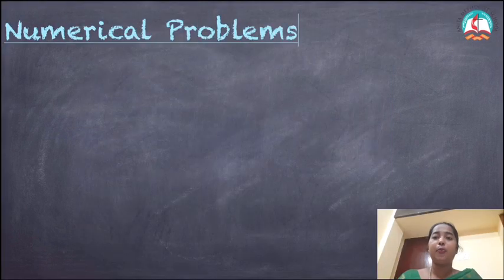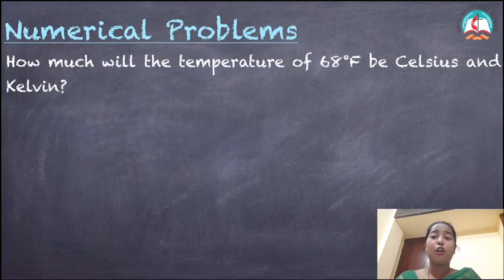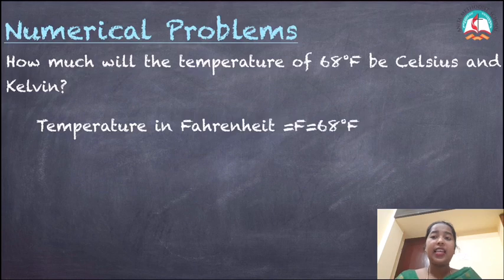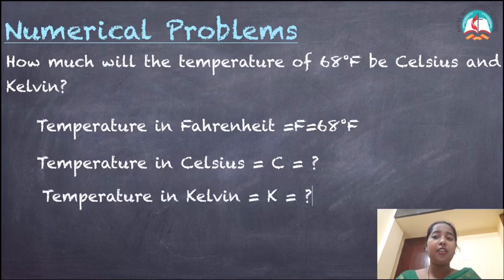Okay, so numerical problems. Look at this problem. How much will the temperature of 60 degrees Fahrenheit be in Celsius and Kelvin? So they have given 60 degrees Fahrenheit. We should find out the Celsius and Kelvin. Okay, so temperature in Fahrenheit is 68 degrees Fahrenheit. Temperature in Celsius, C is equal to, we don't know because they didn't give the value. And the same temperature in Kelvin, we don't know.